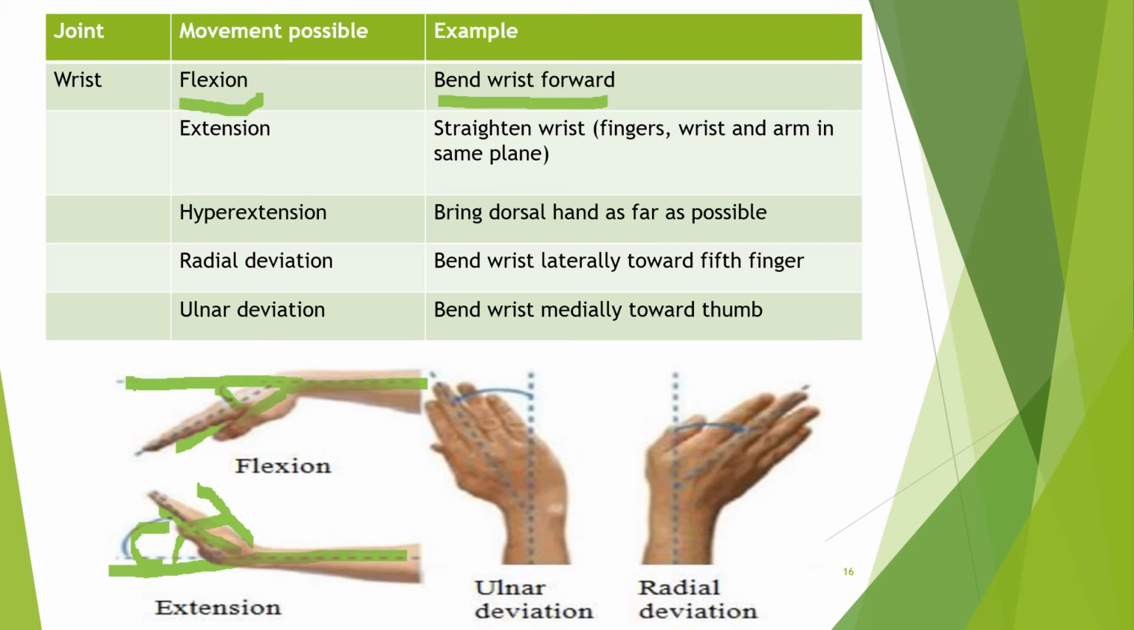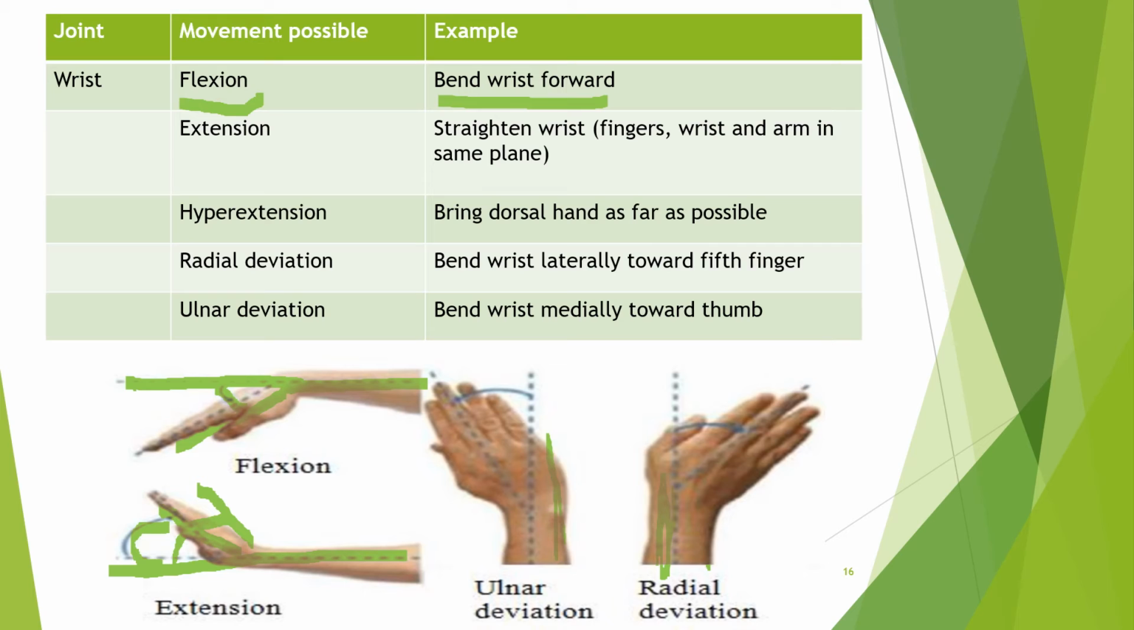Radial deviation. In our hand there are two arteries, one is radial and another is the ulnar, and here we have two bones, the radius and ulna. The radial is toward the thumb side and the ulnar is toward the last finger, our little finger. This is the ulnar one, and this is the radial.